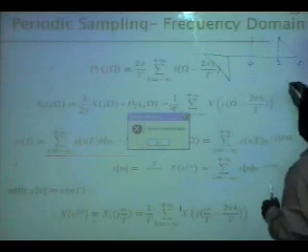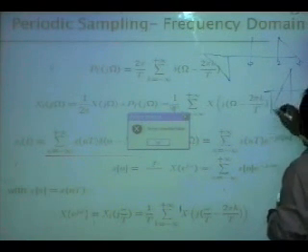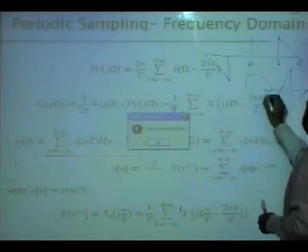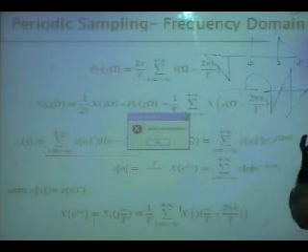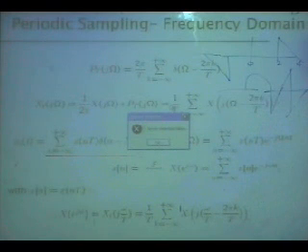If I give you, for example, a funny looking signal like this, something like this, and I ask you to sample it at some rate, you have to make a copy of the whole thing at every Ωs.